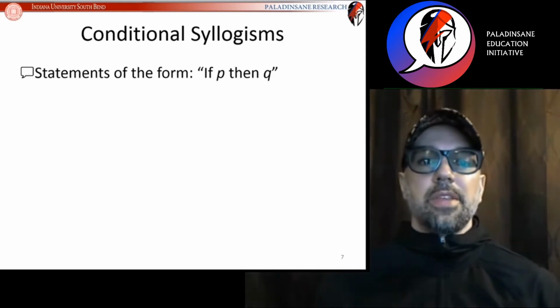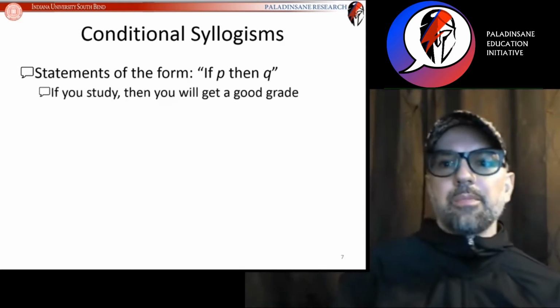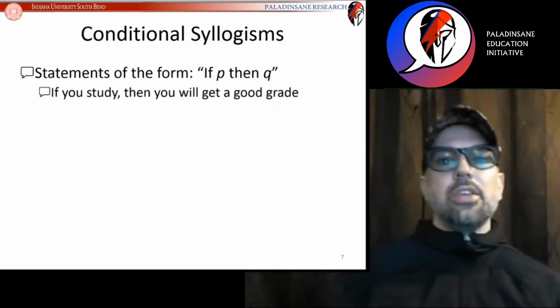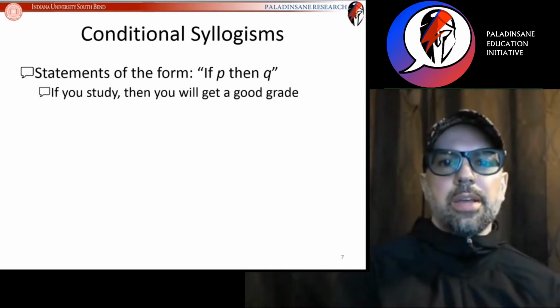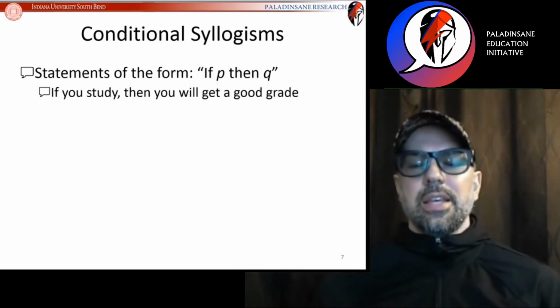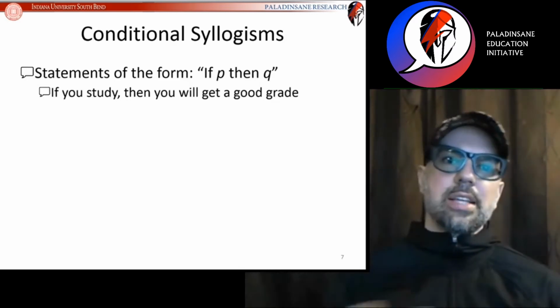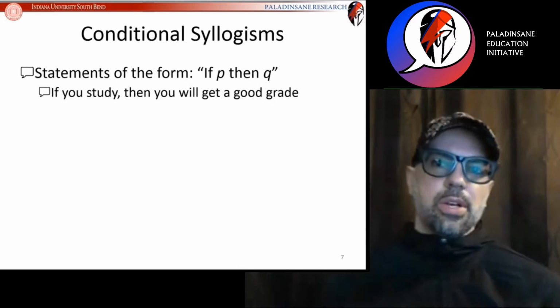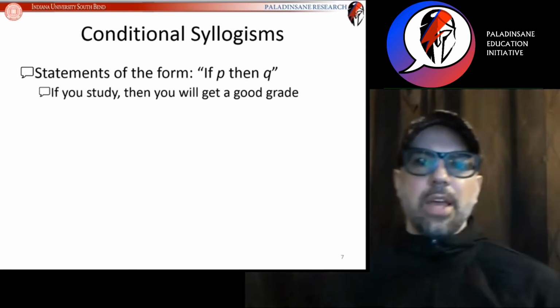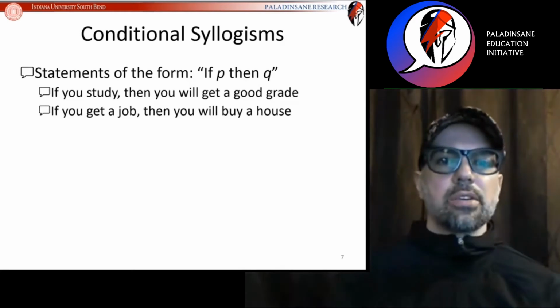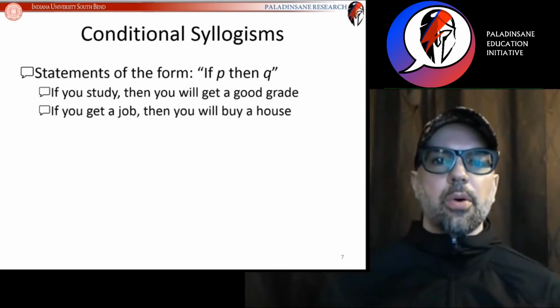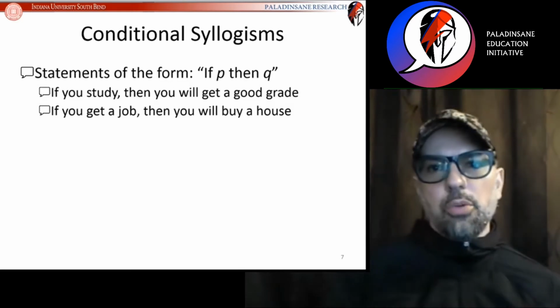So examples of these would be something like, if you study, then you will get a good grade. You study is the P portion of it. You will get a good grade is the Q portion of it. And it's a very good practice to start identifying what is the P portion and what is the Q portion. So if you get a job, then you will buy a house. You get a job is the P portion. You will buy a house is the Q portion.